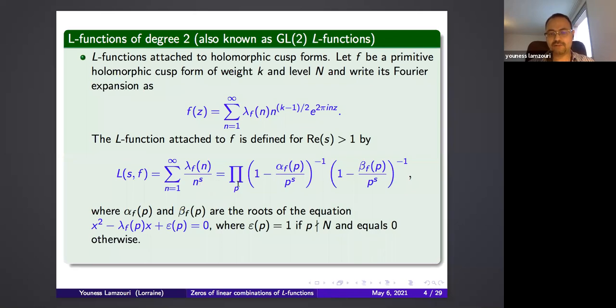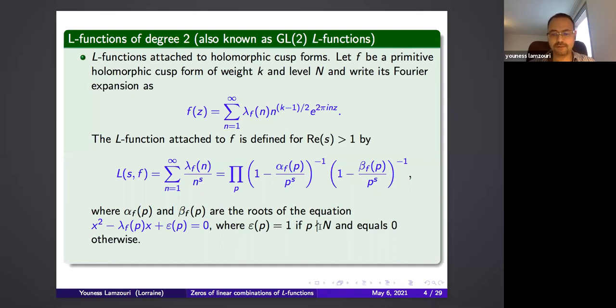And in this case, you have an Euler product of degree two. So you have two factors here over alpha_p and beta_p, and these are the roots of the equation x squared minus lambda_f(p) x plus epsilon(p) equals zero, where epsilon(p) is one if p doesn't divide the level and equals zero otherwise. So these are L functions attached to holomorphic cusp forms, GL2, and they satisfy, in this case, the Ramanujan hypothesis. This is due to Deligne.